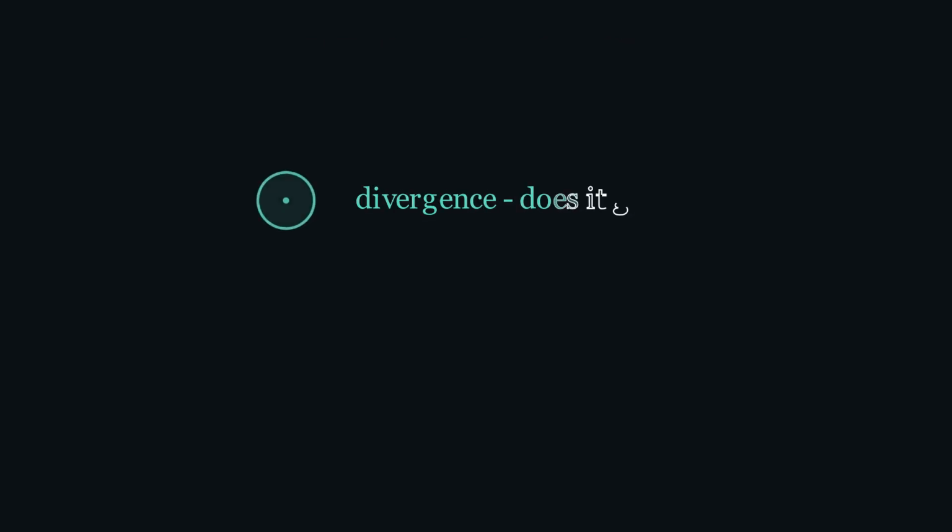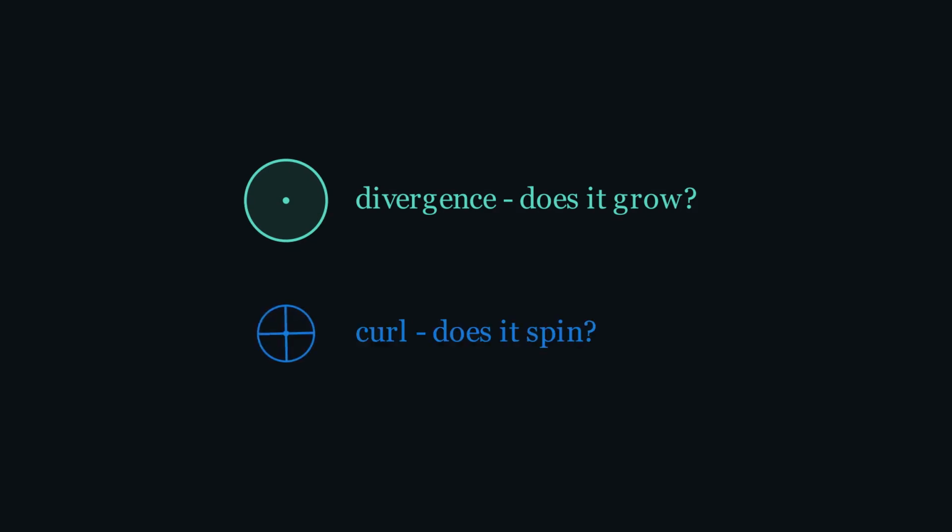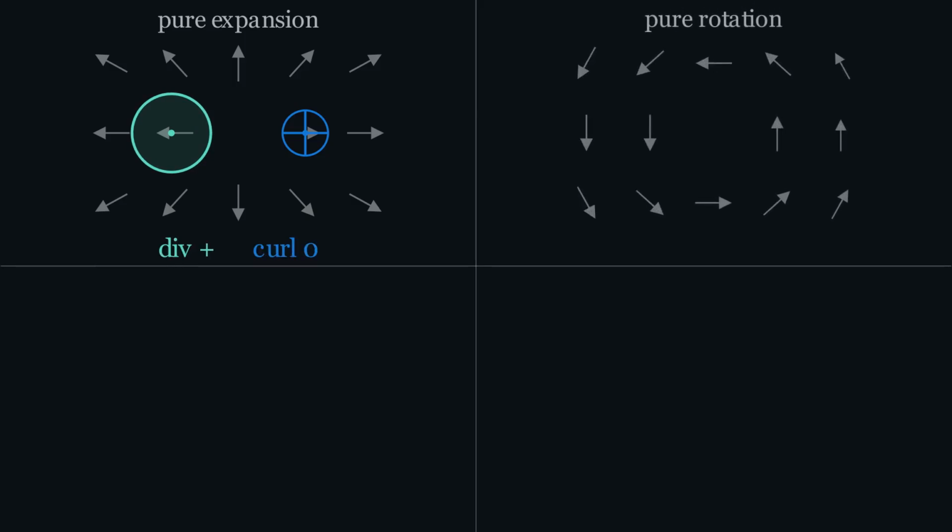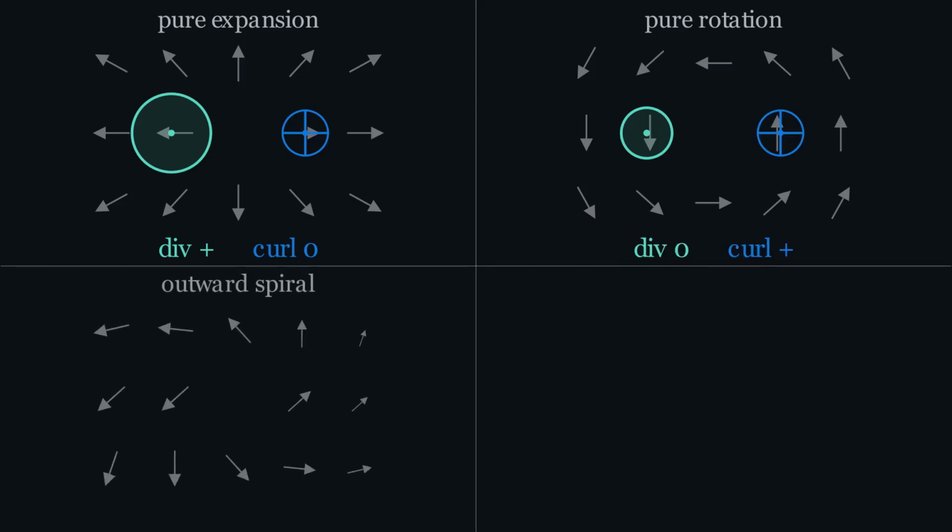Let's put the 2 dials side by side because the payoff is realizing they're independent. Divergence is the blob. Does my patch of dust grow or shrink? Curl is the paddle wheel. Does my patch of dust spin? And any point in any field has both readings, and they don't have to agree. Look at this. A field that's pure expansion, blob grows, wheel dead still. Divergence, yes. Curl, no. Now pure rotation, blob keeps its size. Wheel spins like crazy. Curl, yes.